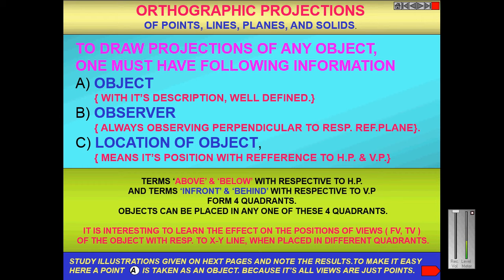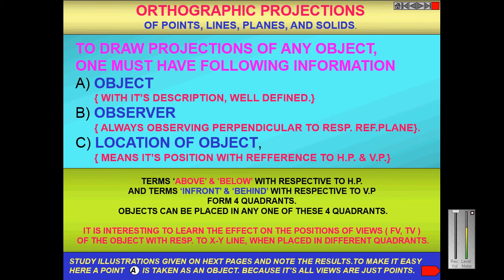And the second thing is the observer. The observer is always observing that object perpendicular to the respective reference plane. The two reference planes are the horizontal plane and the vertical plane. And the third one is the location of the object. What about the location of the object? The location of the object is with reference to the horizontal plane and vertical plane, which means the position. So these three are the important aspects regarding the orthographic projections of any object: the object, the observer, and the location of the object.